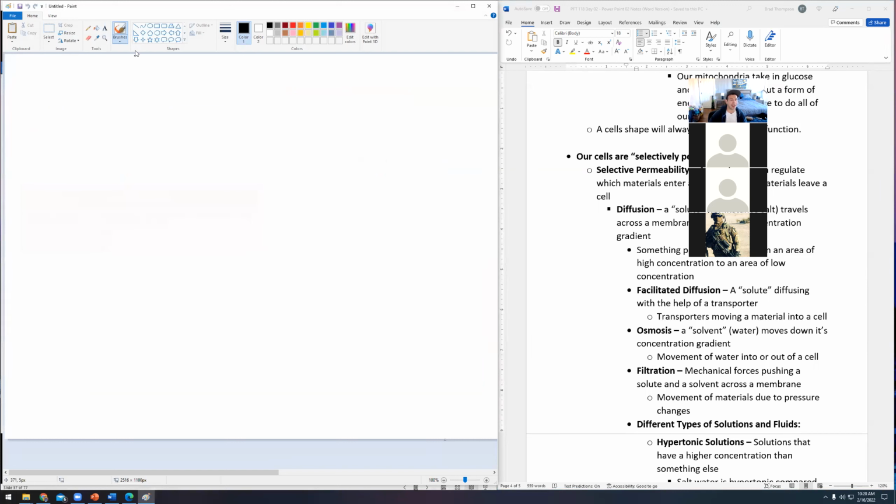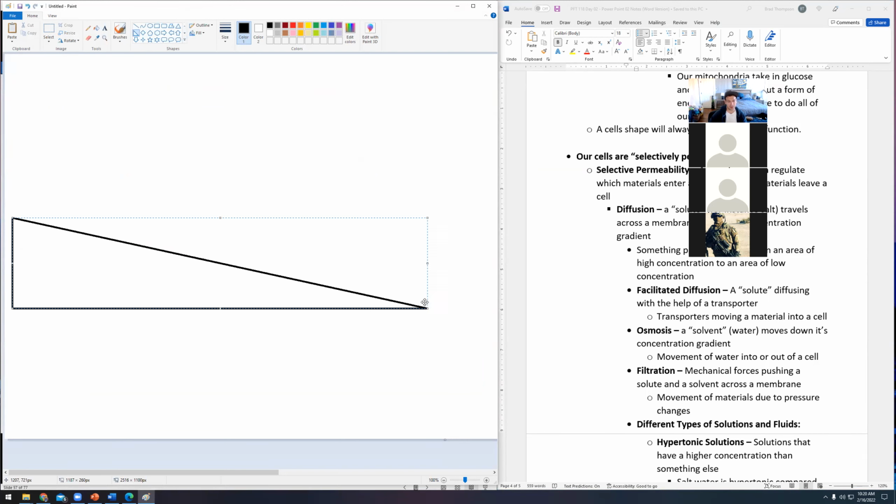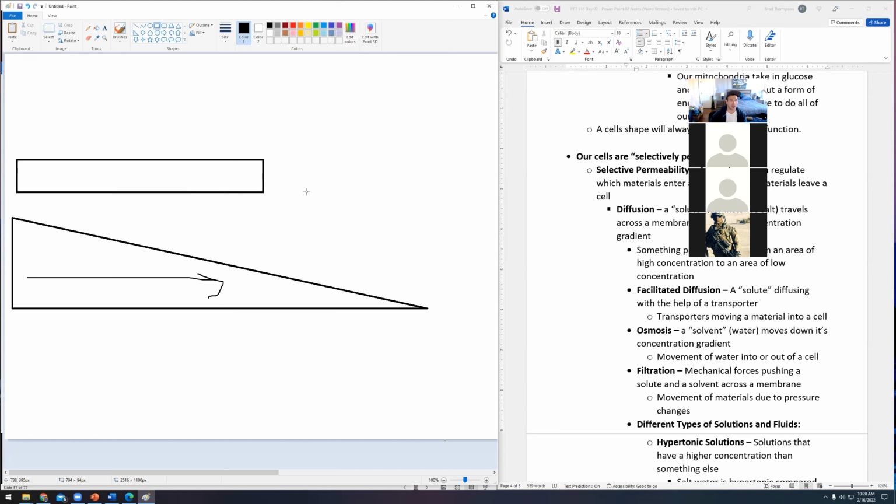If you think about it, this is a gradient, right? And what I mean by that is there's a lot of stuff over here, and then there's very little stuff over here. So what's going to happen is nature is going to move stuff this way until eventually it looks more like this, right? That is sort of what we're going for here.